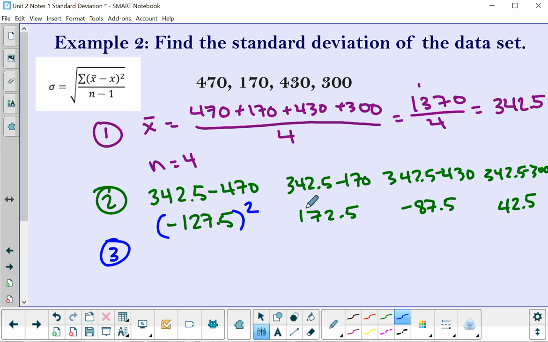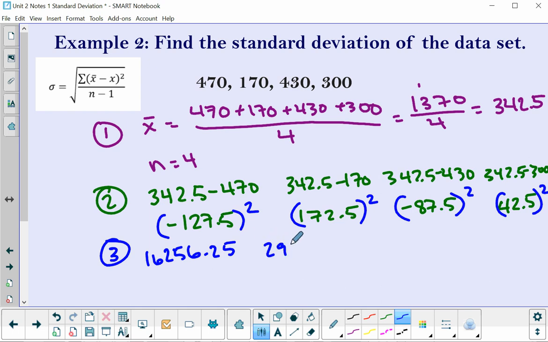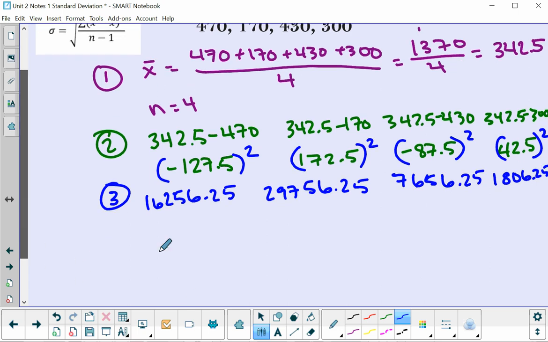Okay, so the next step is to square all of these. So I'm going to go through and square all of those, and I typed them into my calculator, so I'm just going to enter them in. And square that. The first one, really big number, 16,256.25. And again, you should have your calculator out and be doing these with me so that you can see what numbers I'm coming up with and make sure that you're typing them in the right way, on the right track. The negative 87.5 squared, 7,656.25, and the last one, 42.5 squared, 1806.25. Okay, really big numbers. There's a lot of really big numbers happening here.